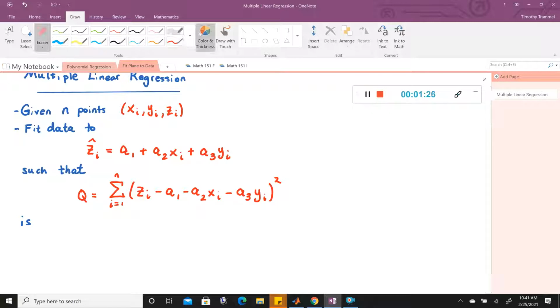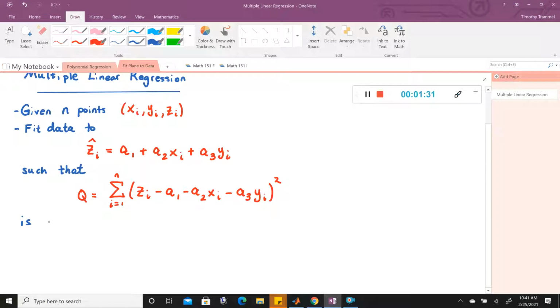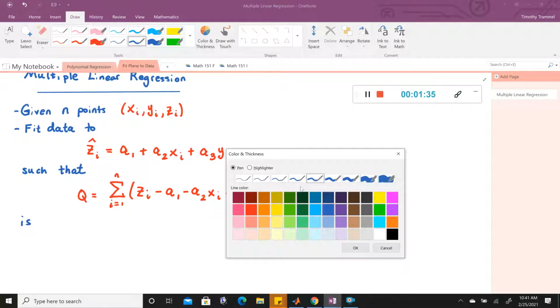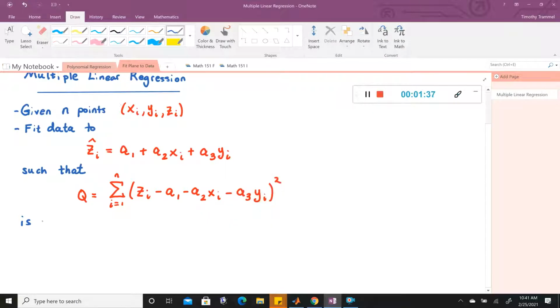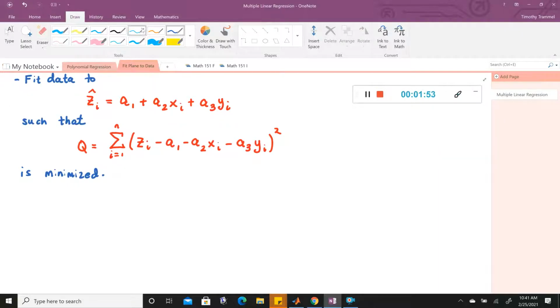So I'm going to add a little bit more to this sentence here. Is minimized. And so to minimize this, we're going to take a partial with respect to A1, A2, A3, and we're going to set those partials equal to 0. Let's go ahead and do that.